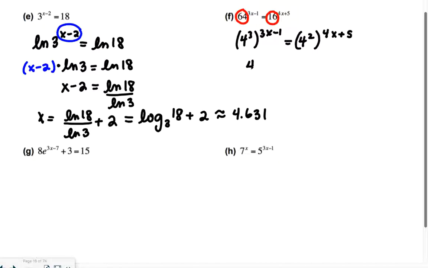So we multiply our exponents in, just like if I had x squared raised to the 5th, it would be x to the 10th, right? Same idea, we're multiplying our exponents. So I'm going to have 4 to the 9x minus 3.